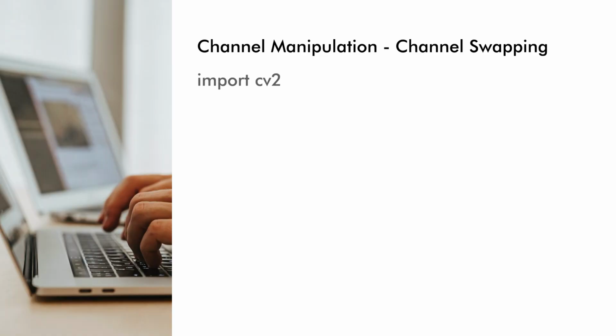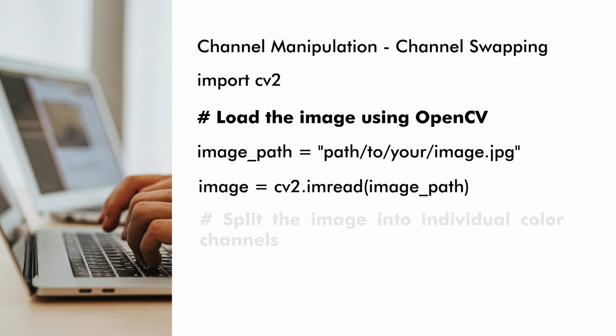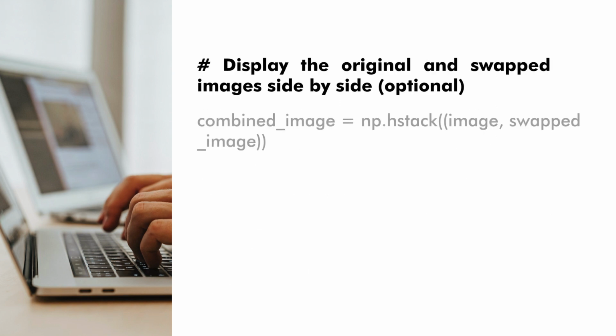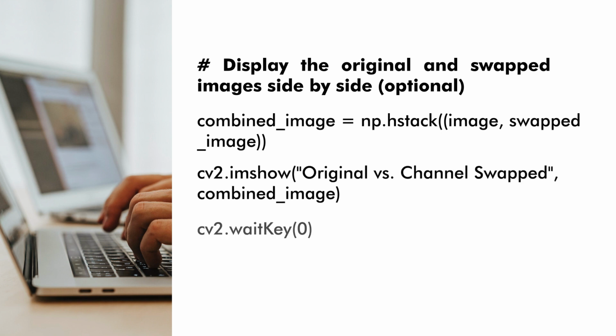In channel manipulation, we have another method that is called channel swapping. Channel swapping allows for creative manipulation of an image's color channels. Again, we have to import the library, then load the image using OpenCV, and split the image into individual color channels. We have to swap the channels, meaning the red channel becomes blue, the green channel becomes red and the blue channel becomes green. Then display the original and swapped images side by side, it is optional.